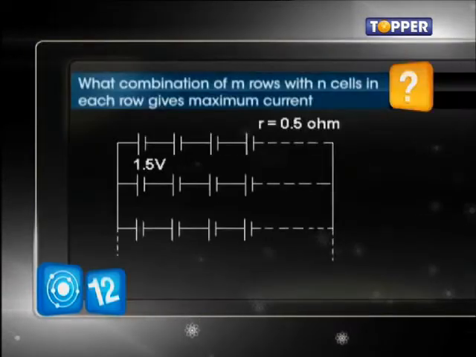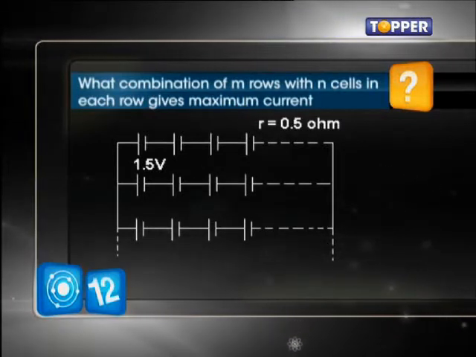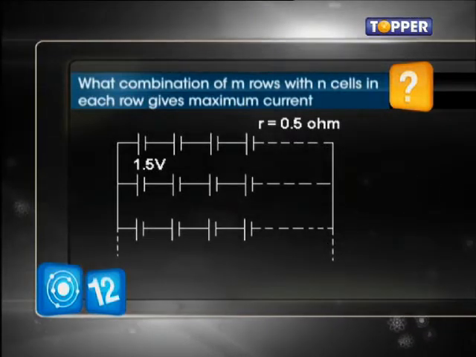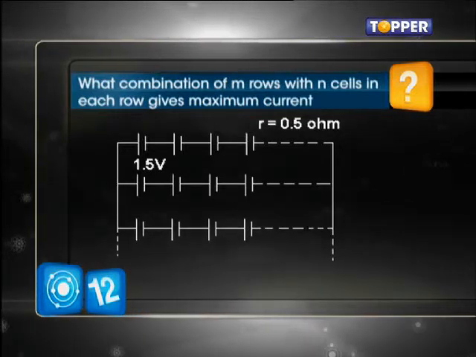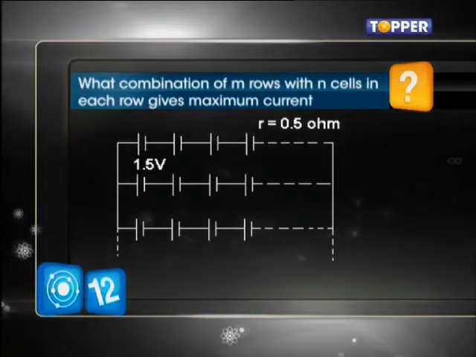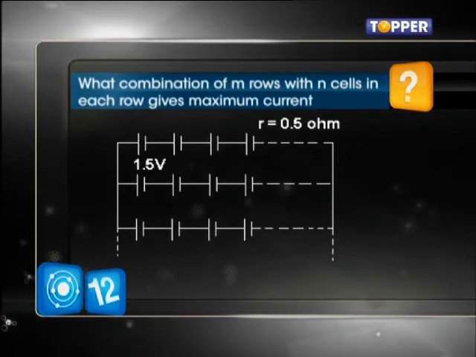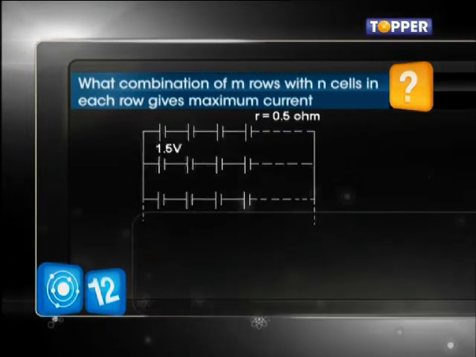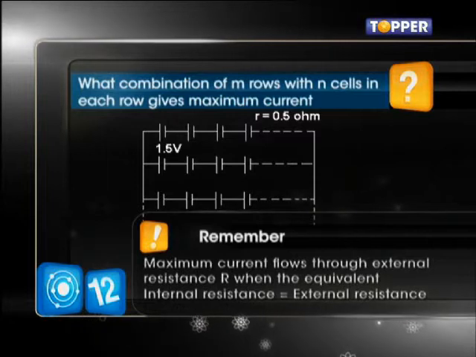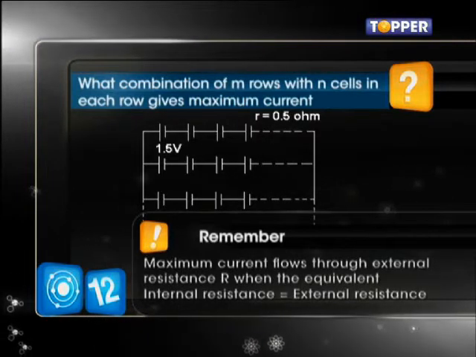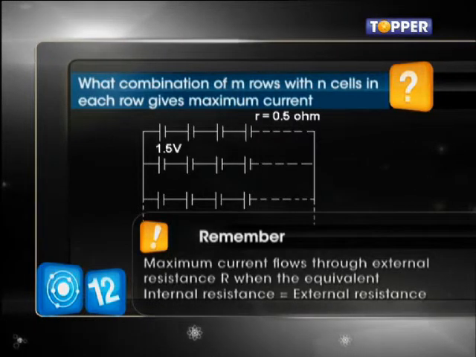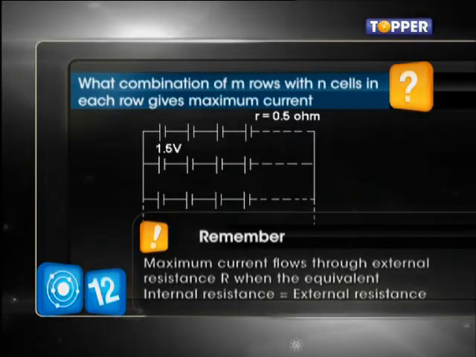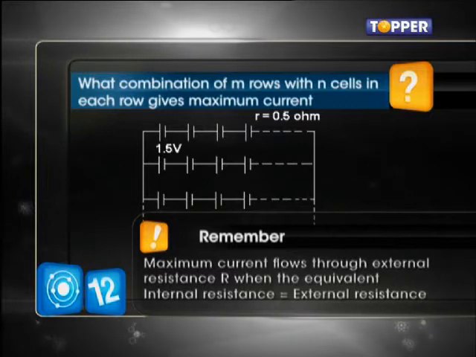In this question, we have 12 cells, each of 1.5 volts, with internal resistance 0.5 ohm, arranged in m rows, each containing n cells in series. The key idea we use is that for maximum current through external resistance R, the net equivalent internal resistance should be equal to the external resistance.